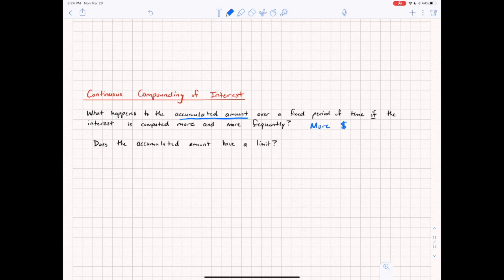What happens to the accumulated amount over a fixed period of time if the interest is computed more and more frequently? Well, then there's a logical question, which is, if I continue to increase this frequency, is there some kind of limit to how much money we can make? Because it doesn't feel like if I go more and more frequently that I will just get an infinite amount of money. Otherwise, we would all have an infinite amount of money in terms of compounding interest. So there has to be some kind of limit, some kind of ceiling, some kind of boundary to how much money we'll have in our account.